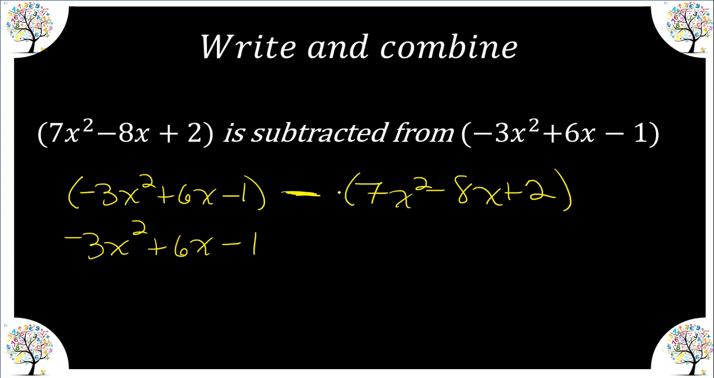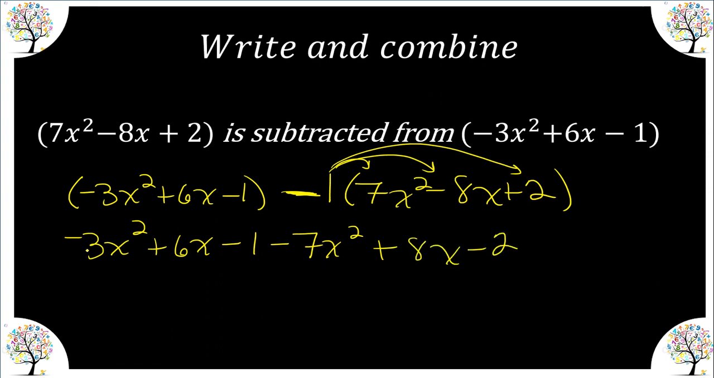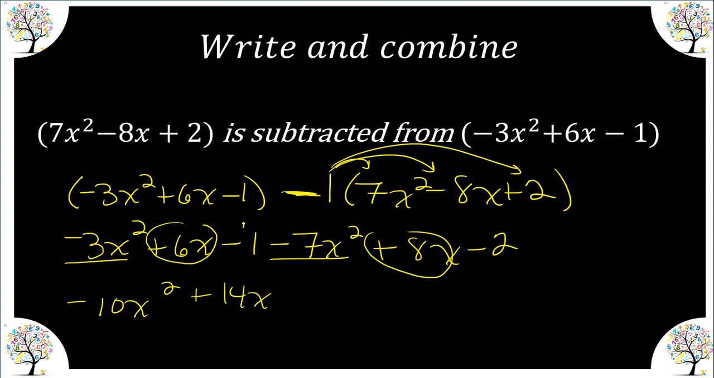Here, we're not distributing a positive 1, but an understood negative 1. So that's just going to change every term in this trinomial to its opposite sign. So we get negative 7x squared plus 8x minus 2. Now we can just combine like terms. So we have our quadratic terms. Notice the sign in front. So that's negative 10x squared. We have our linear terms. So that's going to be plus 14x. And then we have our constants, minus 1 and minus 2. That gives me minus 3. So we have a quadratic trinomial.